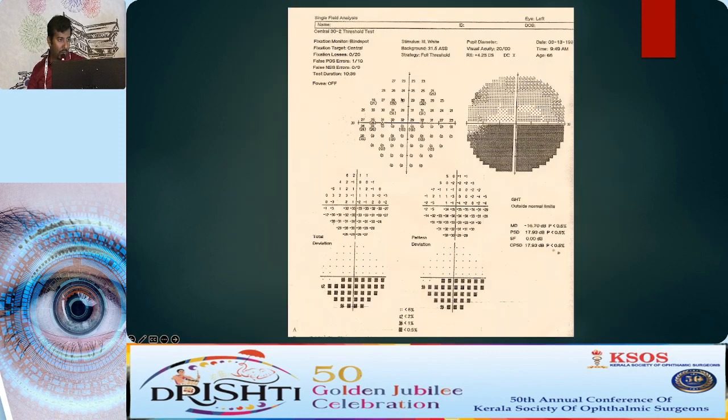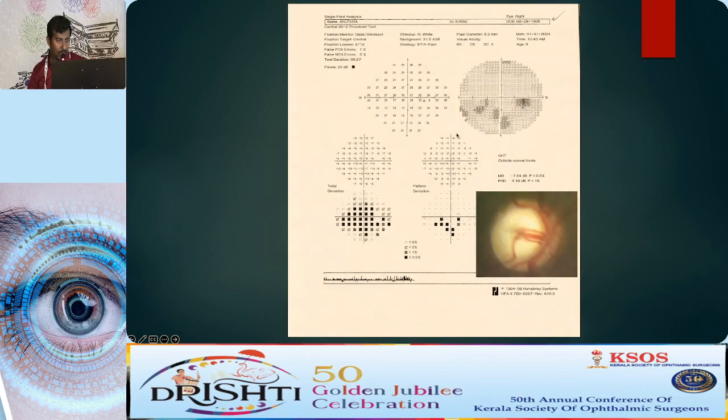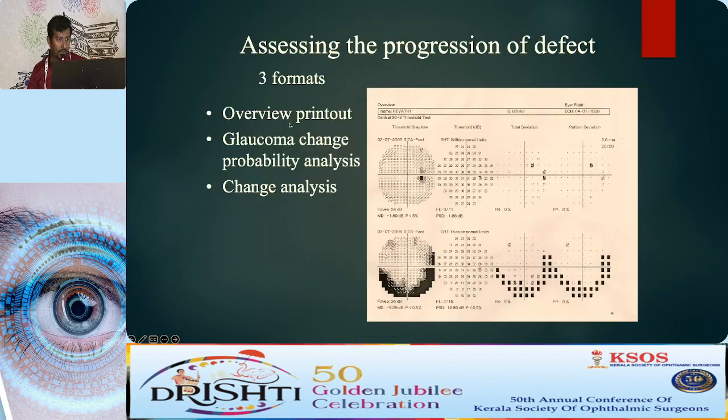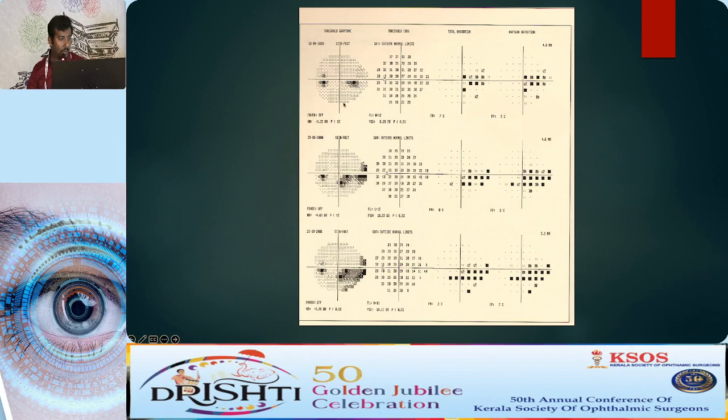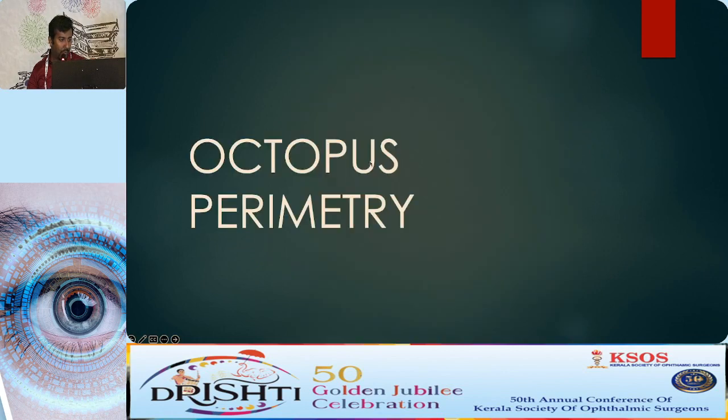You can also look at, I'll skip these. As a progression, you get an overview printout. You can do the glaucoma change probability analysis and change analysis. In change analysis, it gives you these triangles. Open triangles are improving. There are no open triangles here, and the dark triangles are depressed points. So there is an open triangle here and there is a dark triangle here. All the others are dark triangles. Okay, so that is how you can do this.